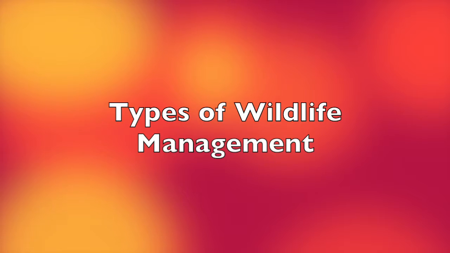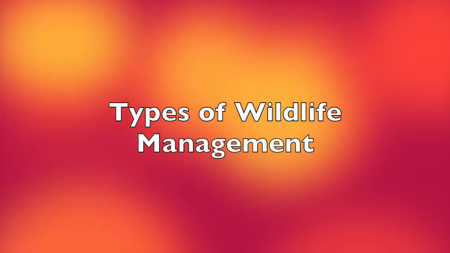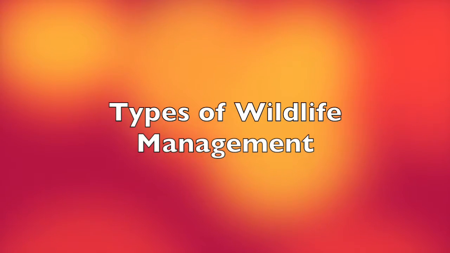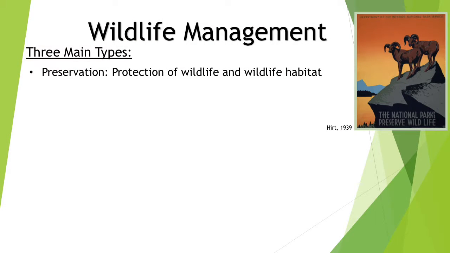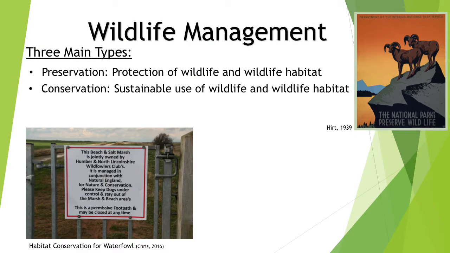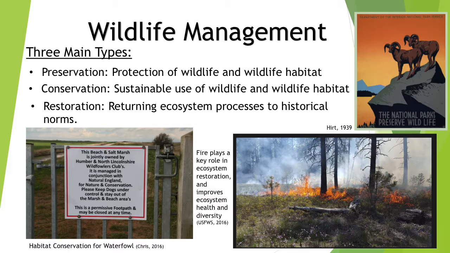There are three main types of wildlife management, which are preservation, conservation, and restoration. Preservation is protecting wildlife and wildlife habitat from any type of use, while conservation is the proper and sustainable use of wildlife or wildlife habitat. Restoration aims to return ecosystem processes back to their historical norm.